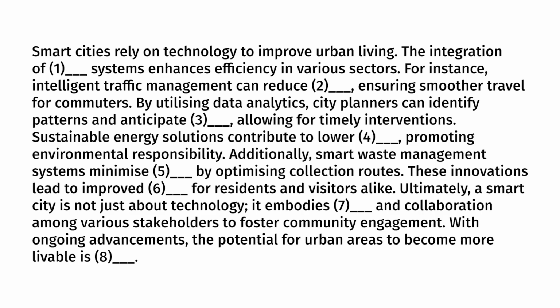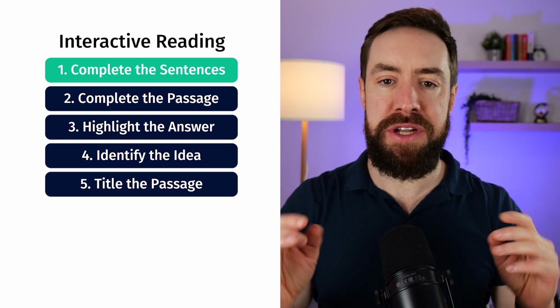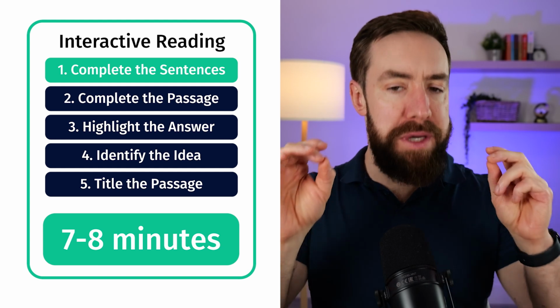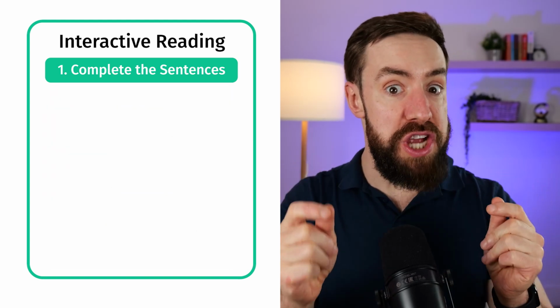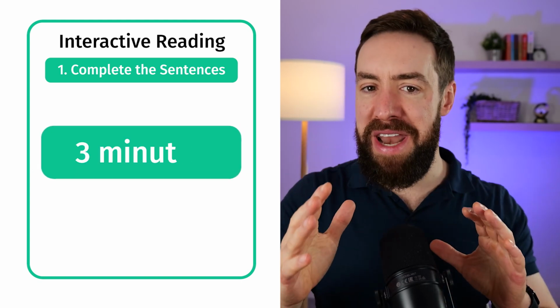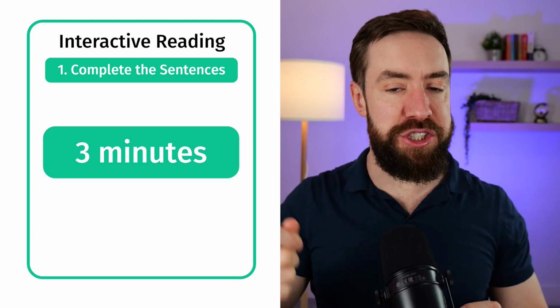Now, usually you'll see the 5 answers for each question in a drop-down menu. I'm not going to show you those answers yet though, and you'll see why in a minute. Now, complete the sentence is part of the bigger interactive reading section, and for that whole section you have 7 to 8 minutes. So you can decide how long you spend on complete the sentences. You're in charge of time management, but we suggest around 3 minutes. If it gets any longer, you're going to run out of time for those other questions that are coming later.